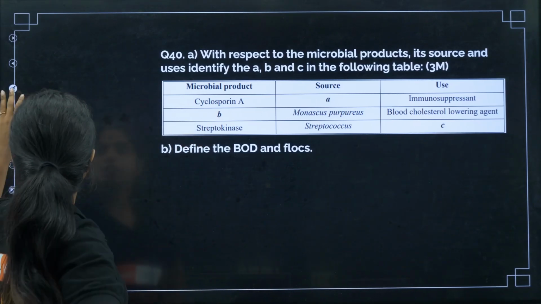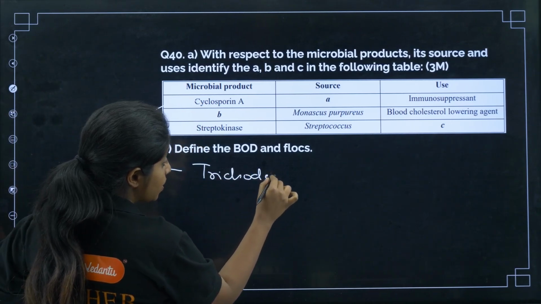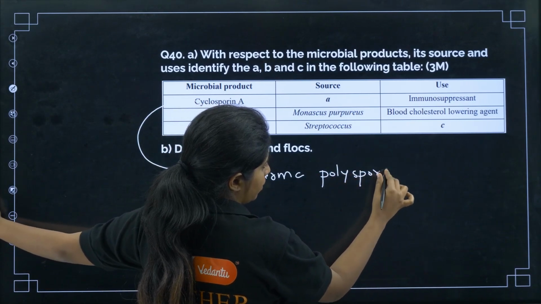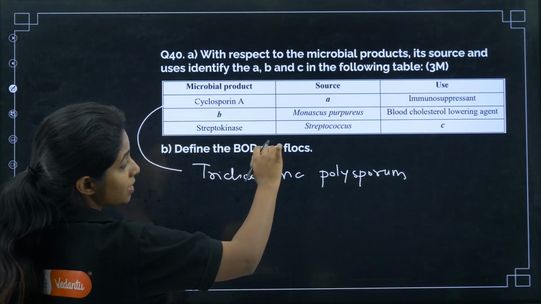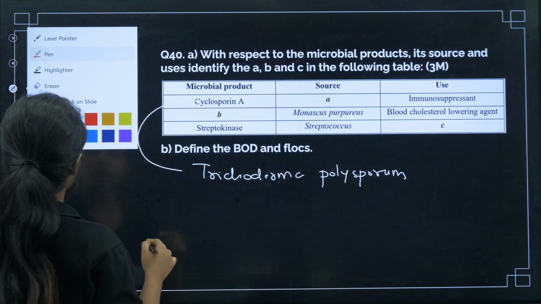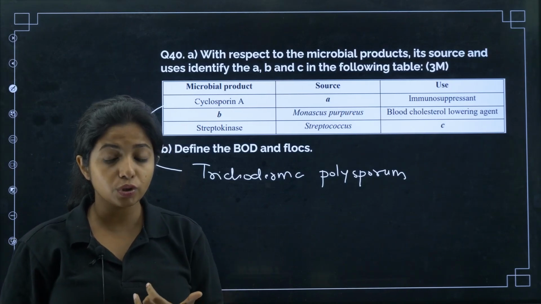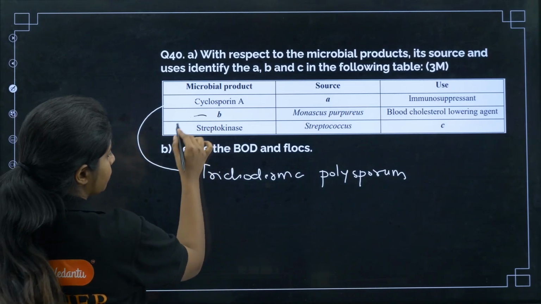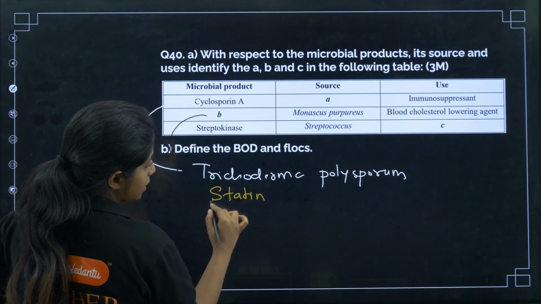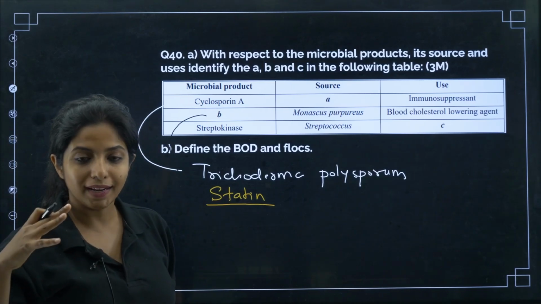So cyclosporin A is produced by Trichoderma, my dear children. Trichoderma polysporum, remember, biocontrol agent, it is also going to produce this. Now next, Monascus purpureus produces something that lowers the blood cholesterol level. Now, Monascus purpureus is producing what that lowers the blood cholesterol level, my dear children? It is producing statins. Now, statin stabilizes the blood cholesterol level.